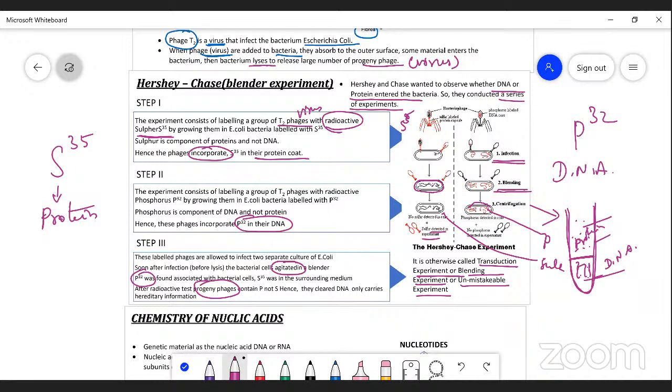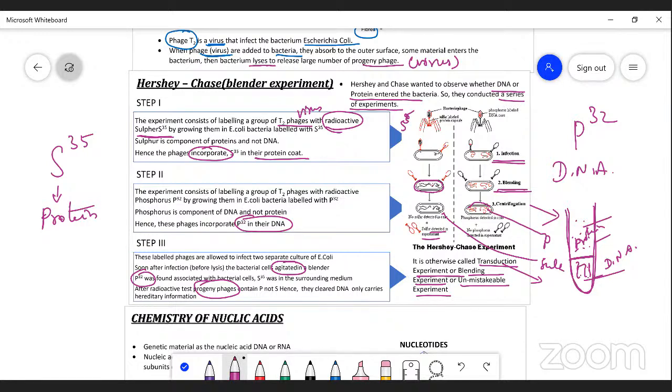Do you understand? What is the other name for the Hershey and Chase experiment? Transduction experiment, or otherwise known as the blending experiment, because this experiment takes place in three steps. First step is the infection, second step is the blending, and third step is the centrifugation. Infection means the virus is infecting the bacteria.